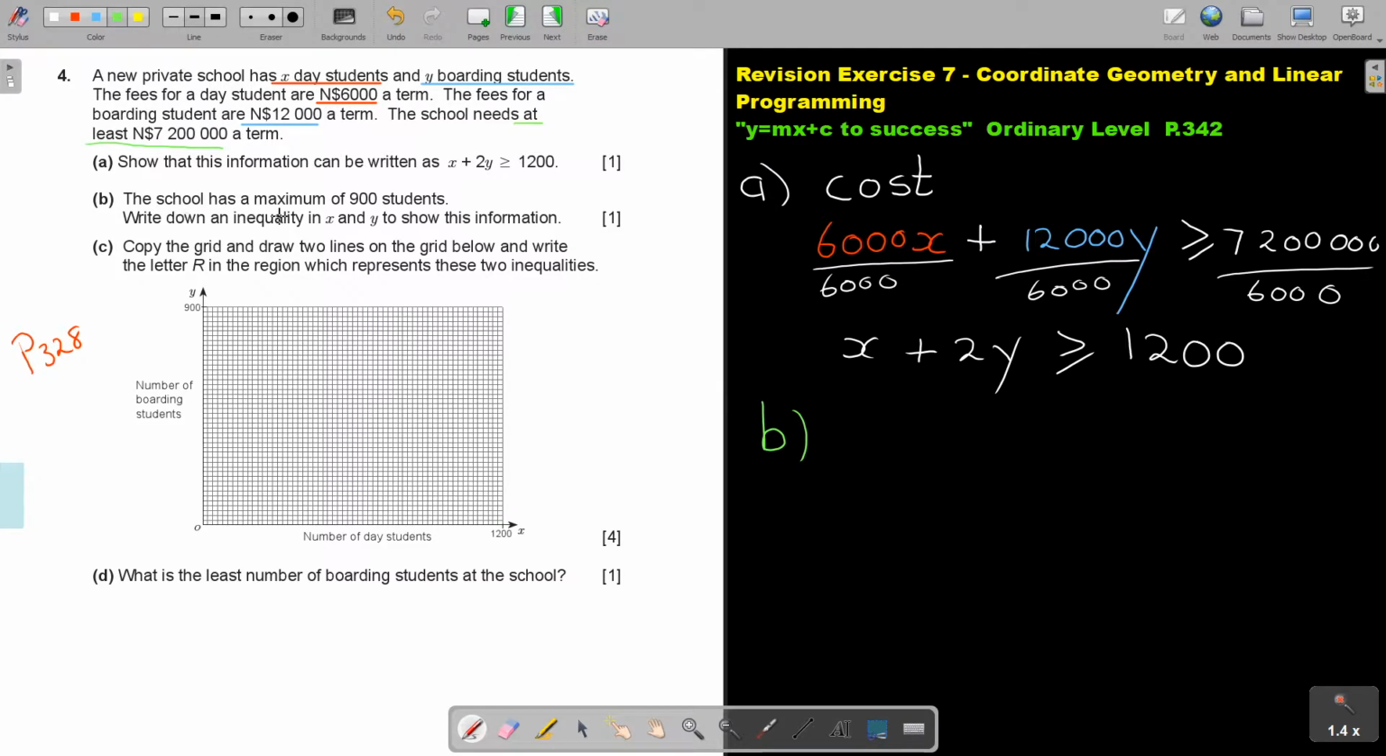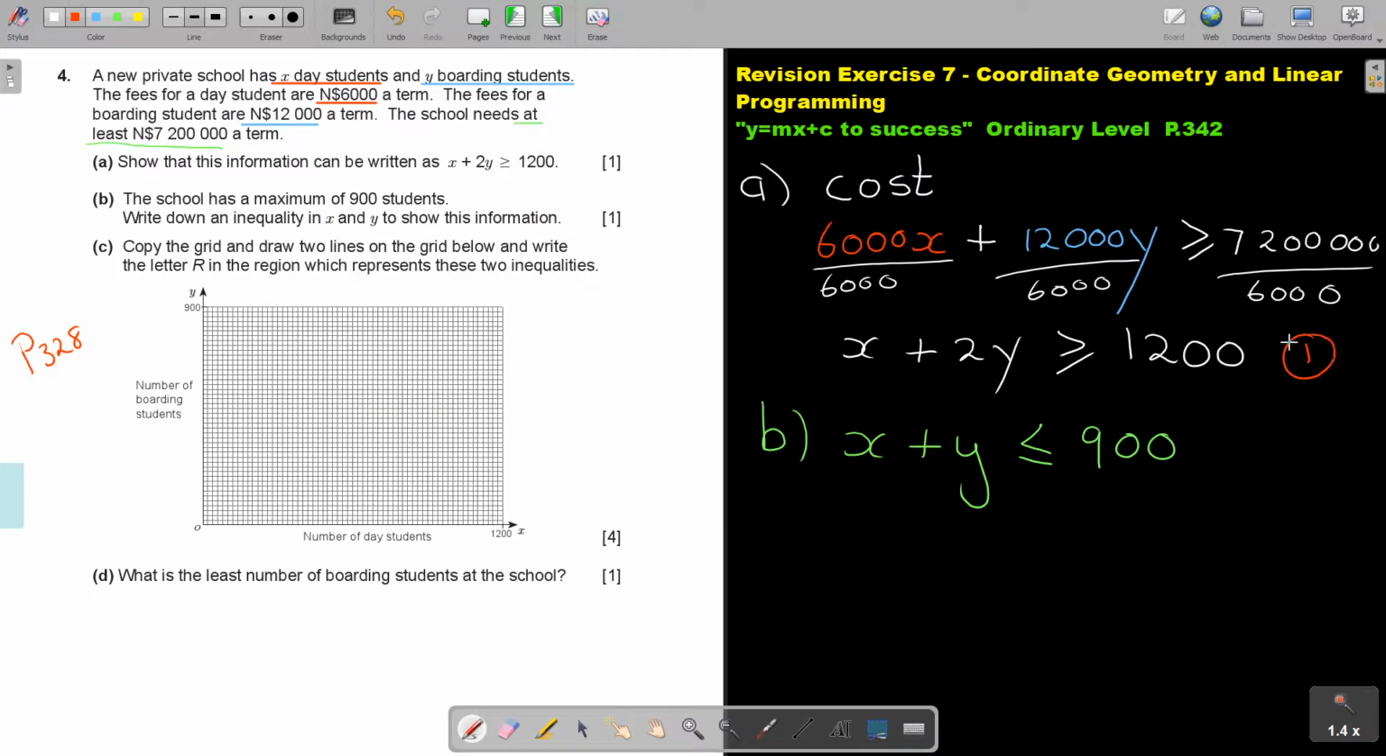The school has a maximum of 900 students. That means that there's not enough classes that it can be more. So that means if I take X and I take Y, it's now the hostel as well as the normal school day or the day students. It must be smaller than or equal to 900. It cannot be bigger, then there's not enough classes. Okay, so that's my second inequality.